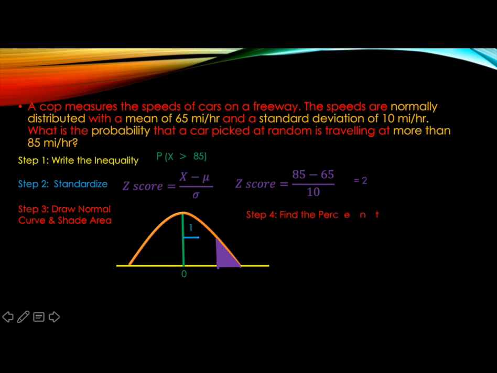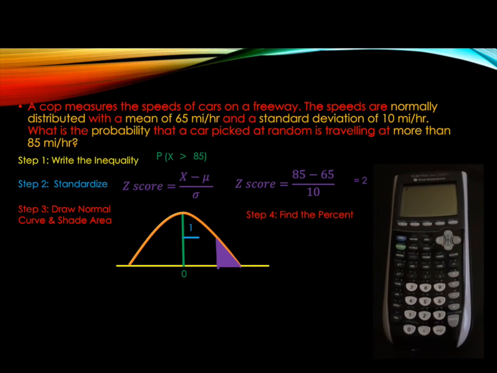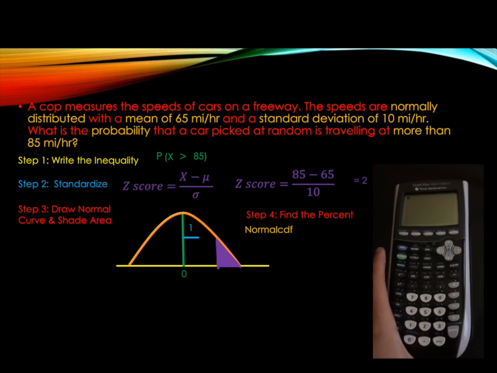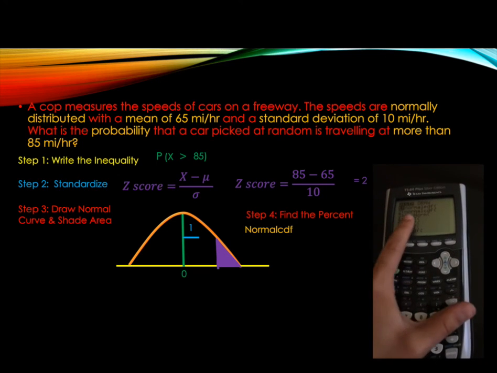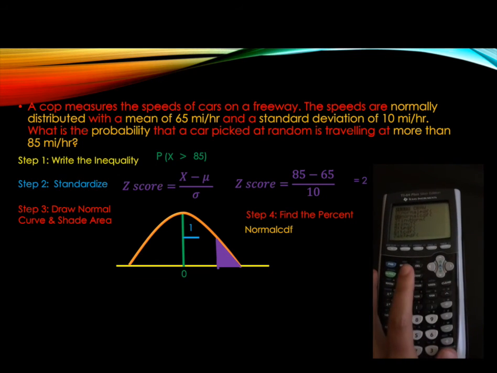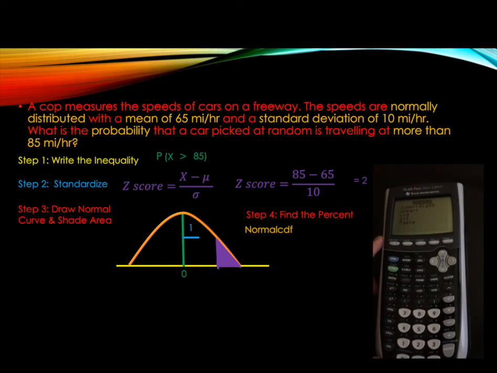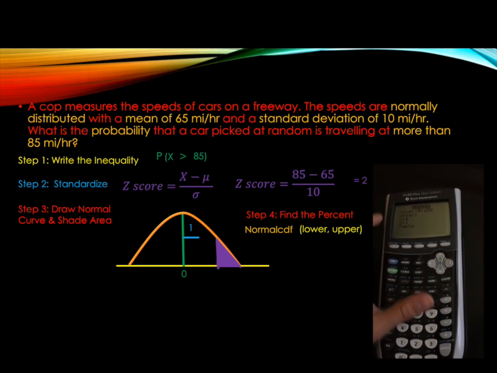Step 4, find the percent. You'll need a graphing calculator to solve this. The command is normal CDF, which on a TI-84 is found by hitting second vars, and it is the second one from the top. I have a new calculator, but on some of the older calculators, it doesn't look like this.